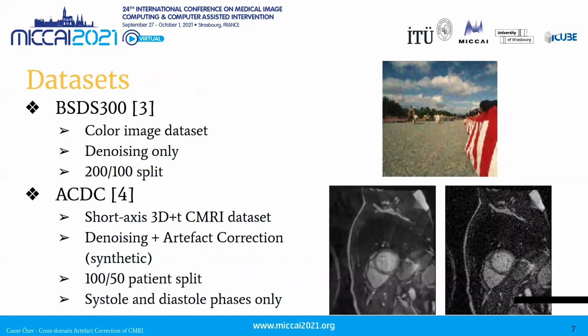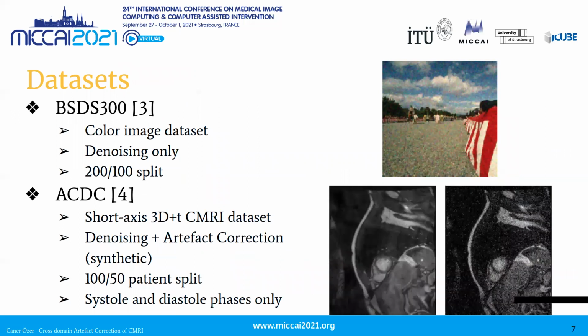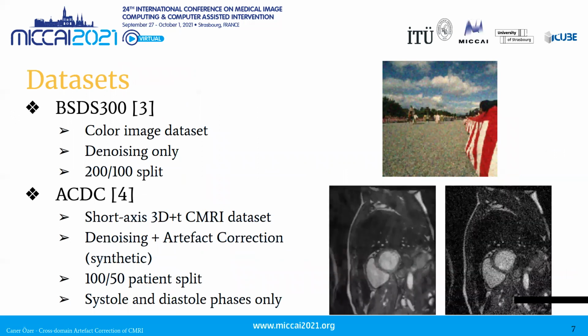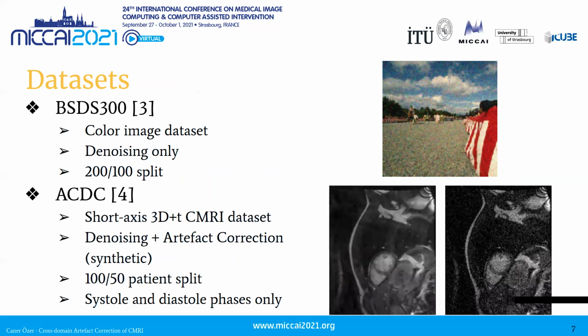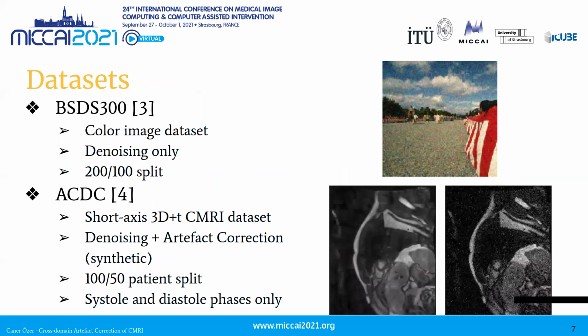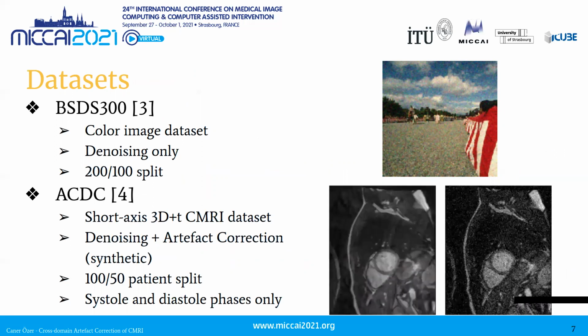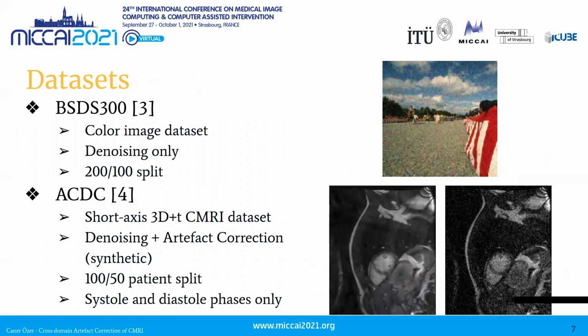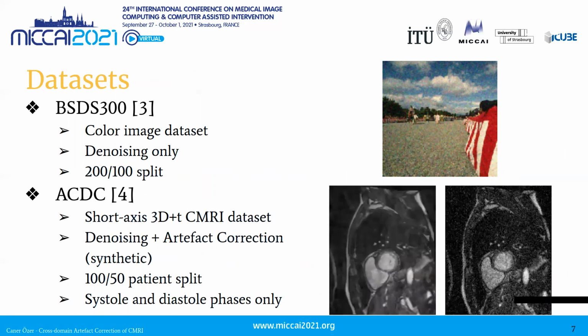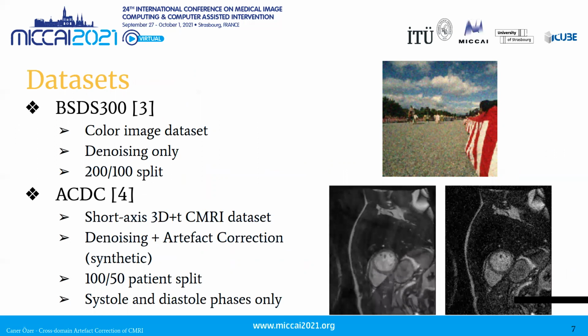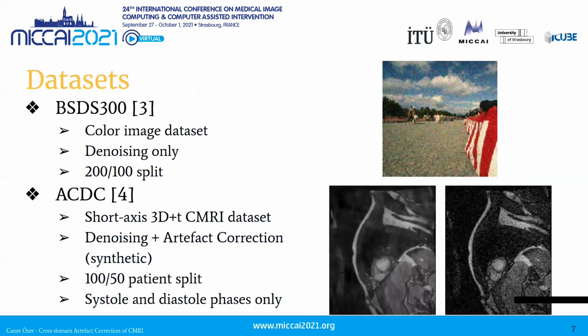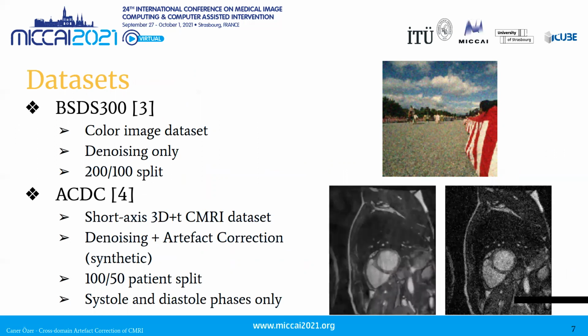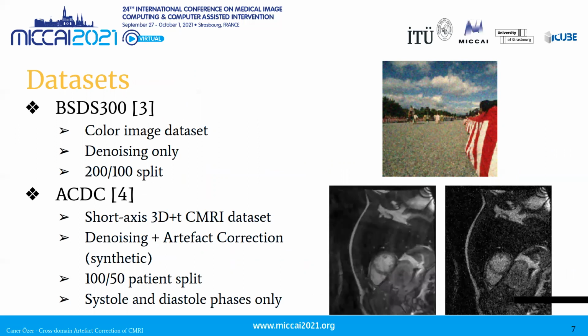We use 2 different datasets which are named BSDS-300 and Automated Cardiac Diagnosis Challenge. BSDS-300 is a cover image dataset which we use to understand the capability of our building blocks for photo image denoising. We use 200 of the images for the training and leave the 100 images for evaluation.